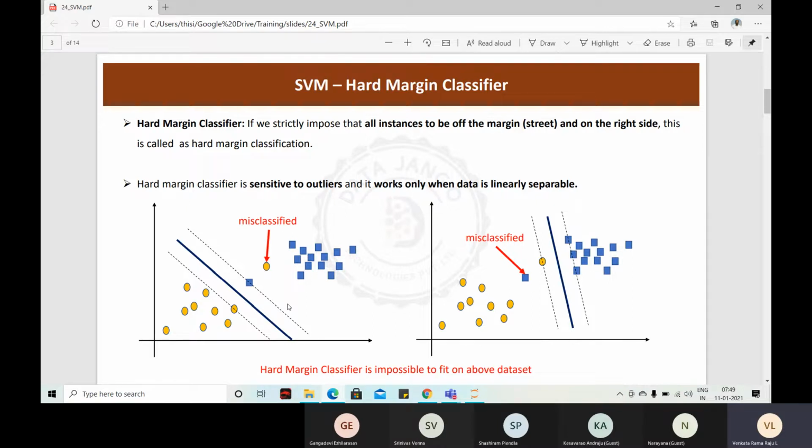So we are talking about linear SVM, right? If you take non-linear SVM, which we are going to talk about today, it will actually do a hard margin classifier also. It will do a curve like that.